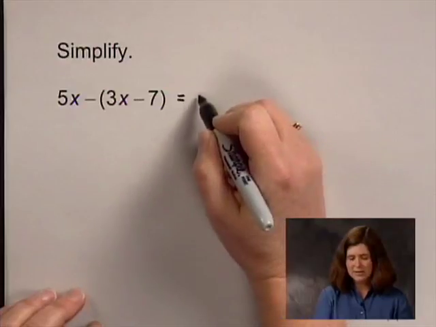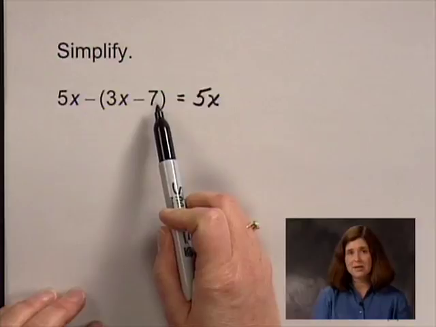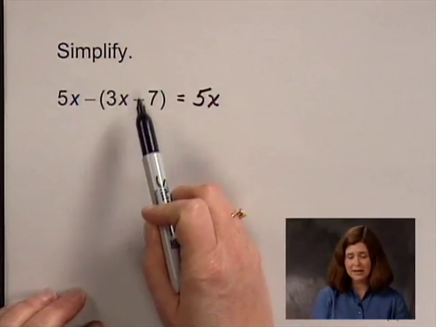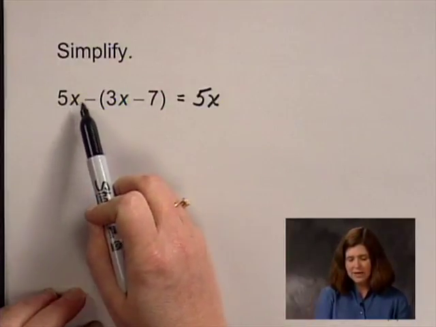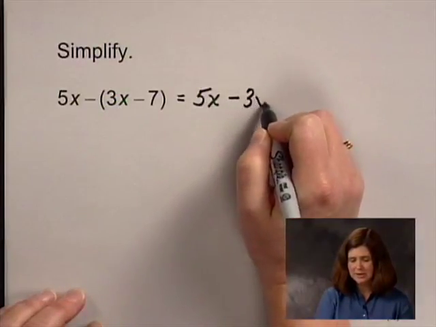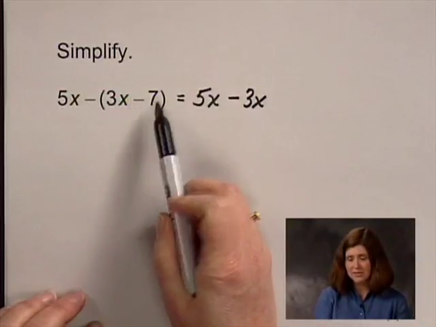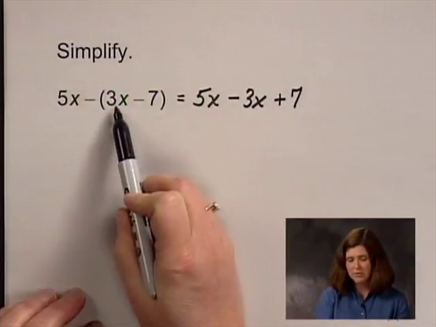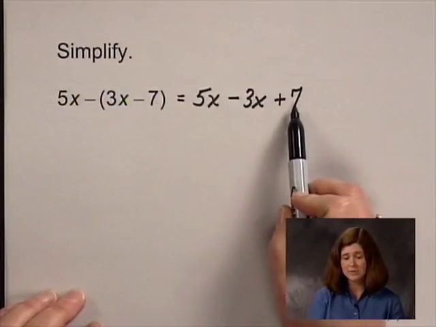We can think of this as writing 5x and adding the opposite of 3x minus 7, which means we would change the sign of both 3x and the minus 7. Since I have 5x minus a positive 3x, I write 5x minus 3x. And I can think of this as 5x minus a negative 7, and I write plus the 7. So I change the signs of the 3x, that's a minus 3x, and the minus 7 to a plus 7.